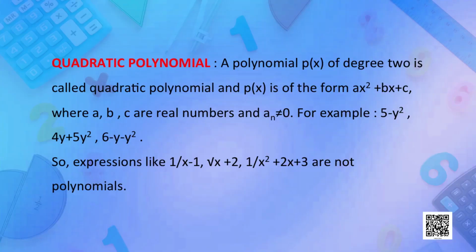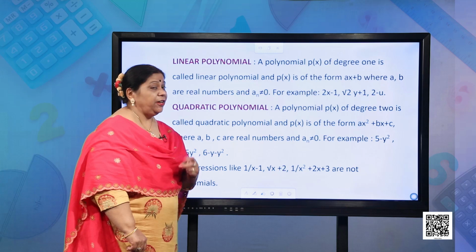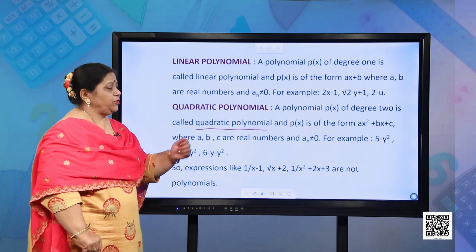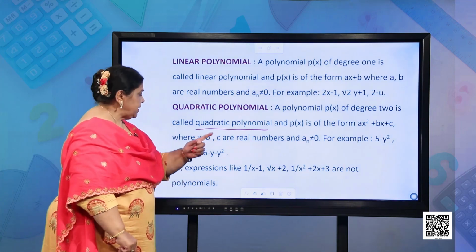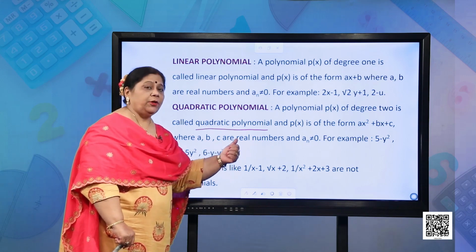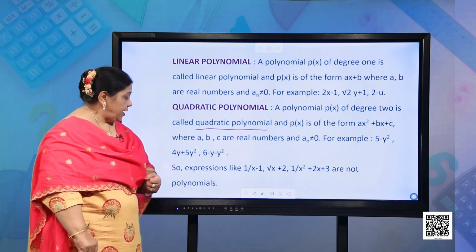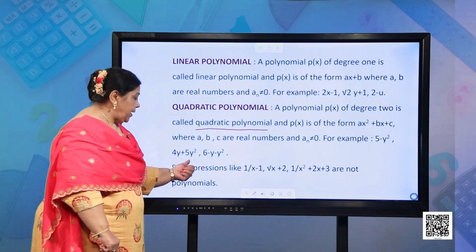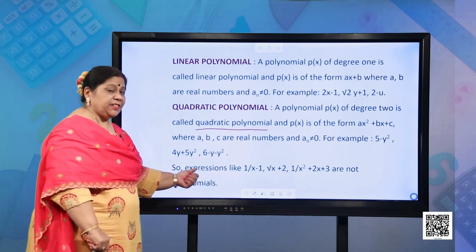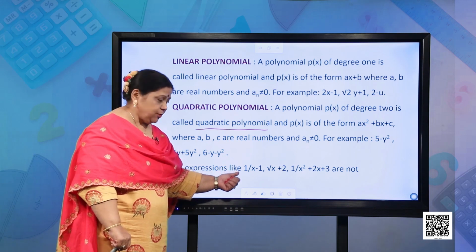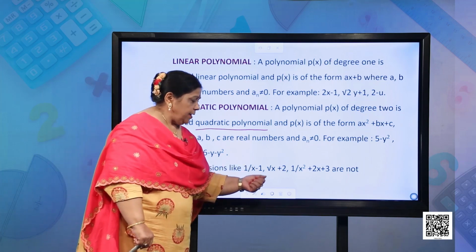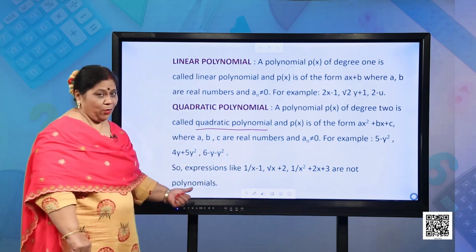So, what is a quadratic polynomial? A polynomial p of x of degree 2 is called quadratic polynomial and p of x is of the form ax square plus bx plus c, where a, b, c are real numbers and a is not equal to 0. For example, 5 minus y square, 4y plus 5y square, 6 minus y minus y square. So, we understand that expressions like 1 upon x minus 1, square root x plus 2 and 1 upon x square plus 2x plus 3 are not polynomials.